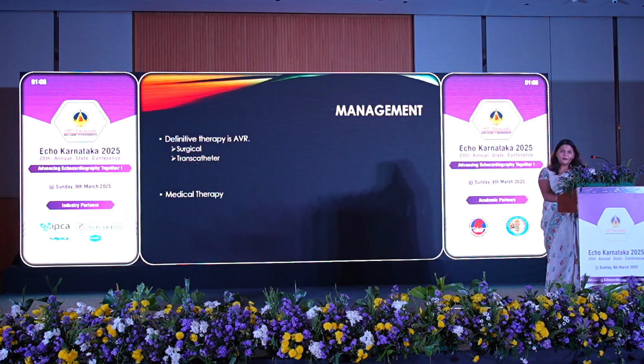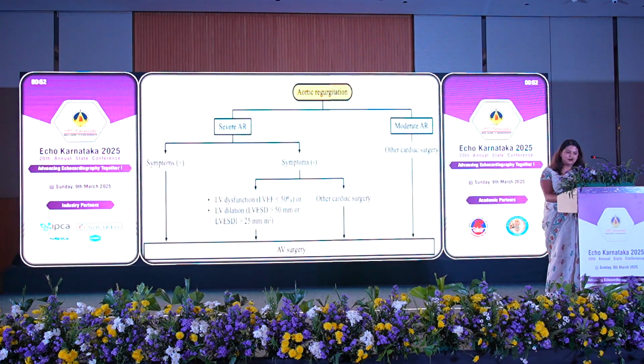It's a mechanical problem, so the answer remains mechanical. You need an aortic valve replacement. Most often it's surgical. Of late, there's some studies on transcatheter as well. Medical therapy remains only for patients who are in heart failure, for supportive therapy. So management predominantly depends. Any symptomatic aortic regurgitation will definitely require a surgery.